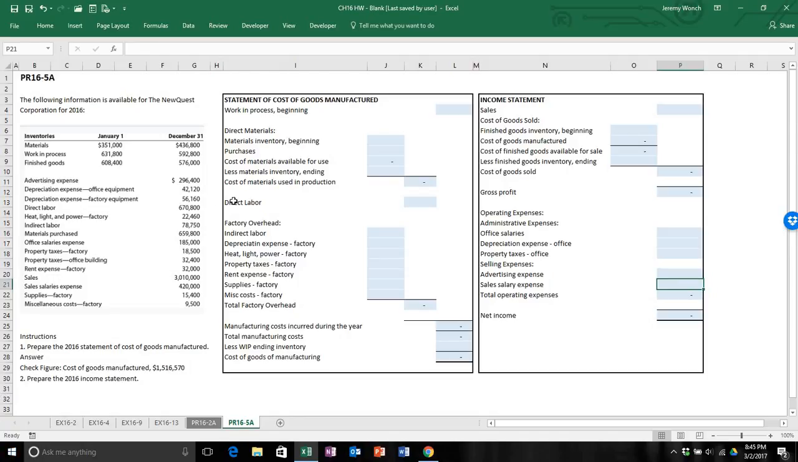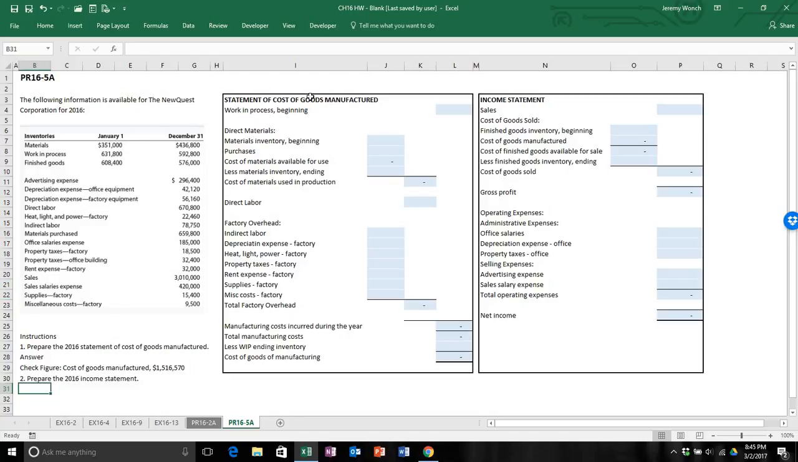And so, okay, this problem, we have a bunch of information from NewQuest Corporation, and then it's asking us to prepare a statement of cost of goods manufactured. It gives us this little check figure here to see if we're on the right track. That's kind of nice. And then prepare an income statement for the year. So let's just go ahead and start working through this.